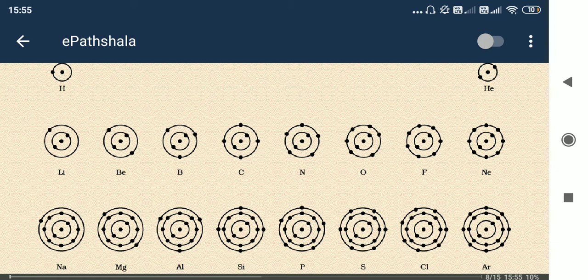So here you can see hydrogen. In case of hydrogen, only one electron is there outside the nucleus, and in case of helium it is 2. In case of lithium it is 2 and 1. In the first orbit it is 2, in the second orbit it is 1. So how do we know that in the second orbit, 2 into 2 square, so 8 electrons are needed, meaning 7 electrons are needed to stabilize its condition.